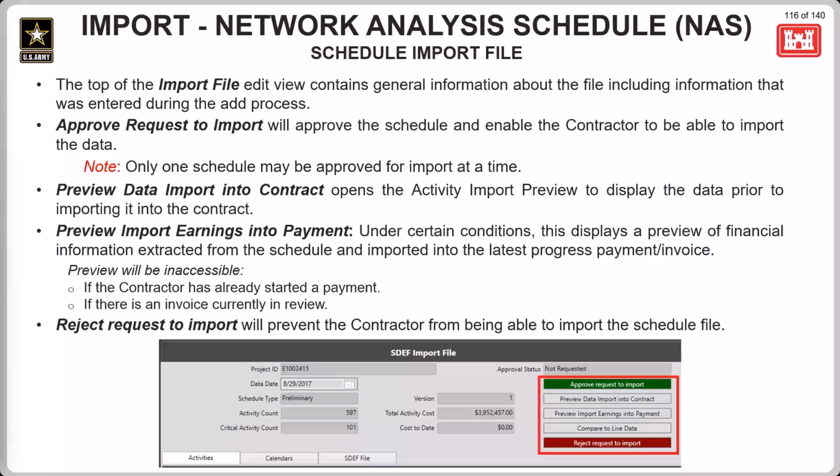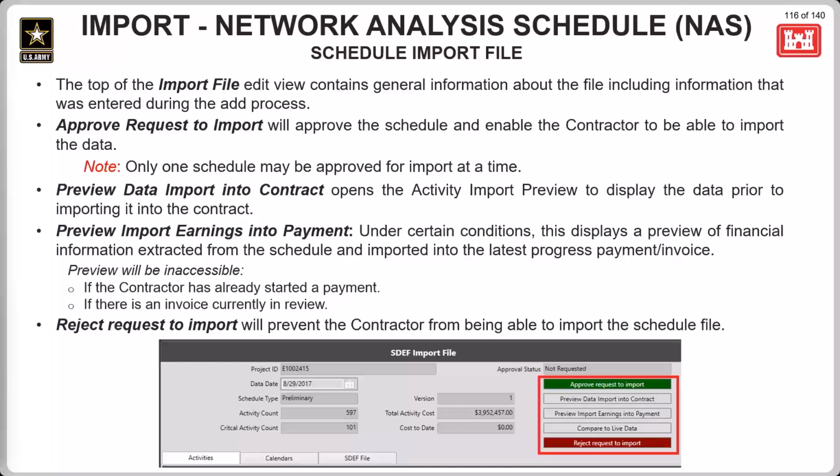For the preview import earnings into payment, this preview is going to be inaccessible by the government if the contractor has already started a payment. However, since this action creates a new invoice on the contractor side, if they enter this preview while they have a draft progress payment in progress already, that's going to wipe out whatever invoice is already created and fill it in with the information from the import. So please make sure that contractors are aware of this. If they have an invoice started already, not submitted, but already started, entering the preview import earnings into payment screens is going to wipe out that draft invoice.